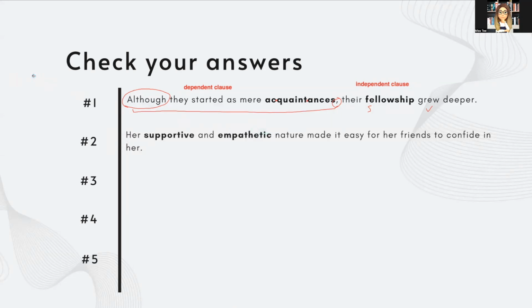Number 2. Her supportive and empathetic nature made it easy for her friends to confide in her. So for this one, we don't need any commas at all. We have the word supportive. What you want to do for this one is remember the double consonant. Empathetic is a different word form of empathy. Pathetic is an adjective, and empathy is a noun. Nature made it easy for her friends to confide in her. Now, if you sound out this word, hopefully you'll get it right or close.